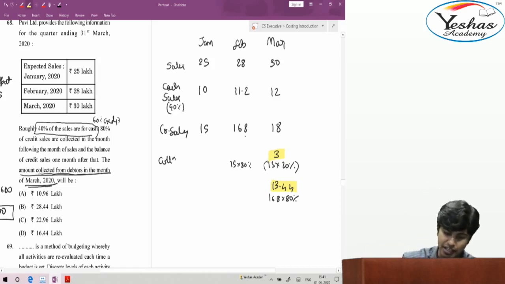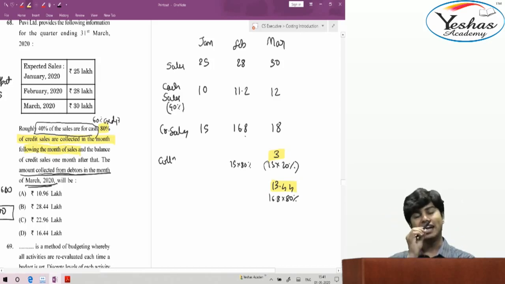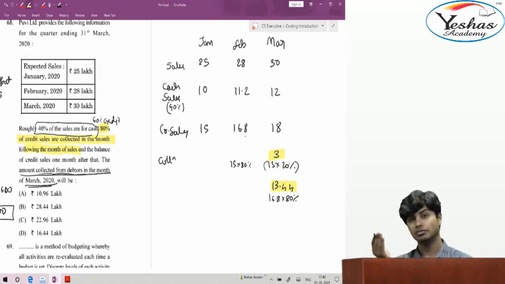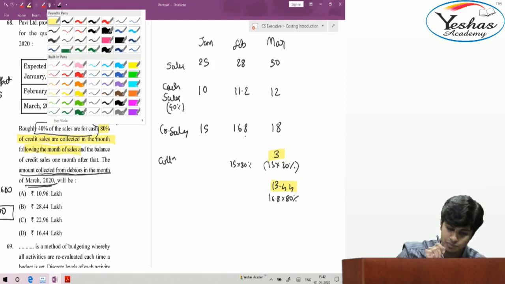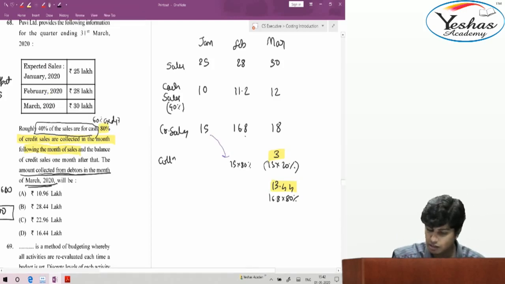I'll read this again for you. 80% of the credit sales are collected in the month following the month of sales. So if in January you do sales, 80% money will be received in February, and the balance 20% will be received after 1 more month. Like if you sell 100, 80 rupees will be received in February, 20 will be received in March. So January you sold 15. Out of that, 15 into 80% is here.